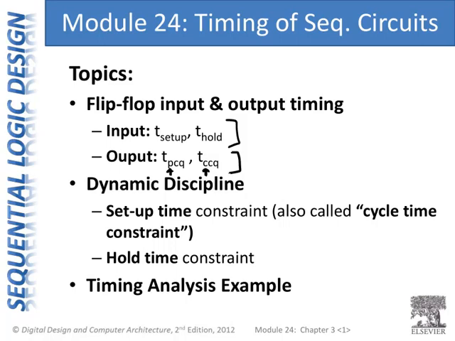And then we'll talk about how fast can we run that clock? What is the cycle time of that clock? That will be determined by the setup time constraint, also called the cycle time constraint. And whether or not it can run reliably is determined by the hold time constraint. This analysis of both setup time and hold time consists of timing analysis. And so we'll end this module with a timing analysis example.